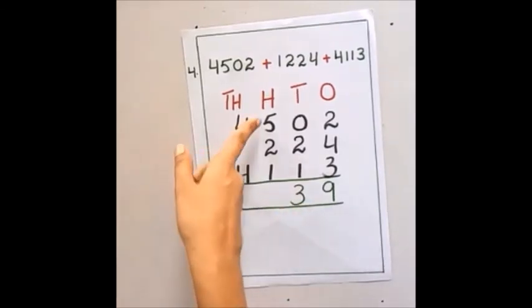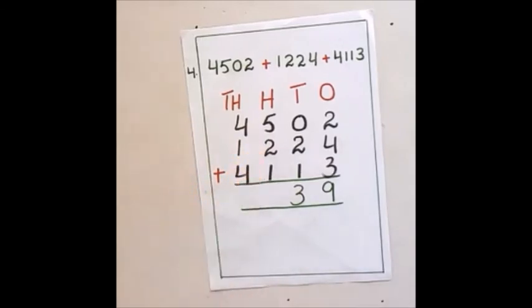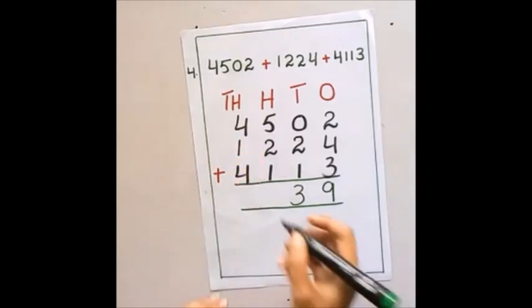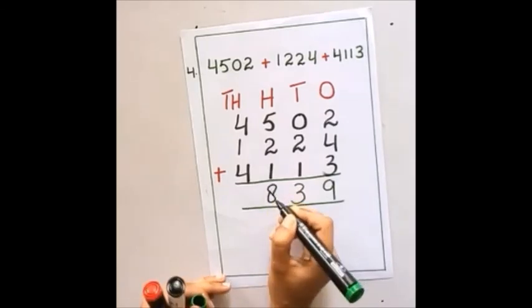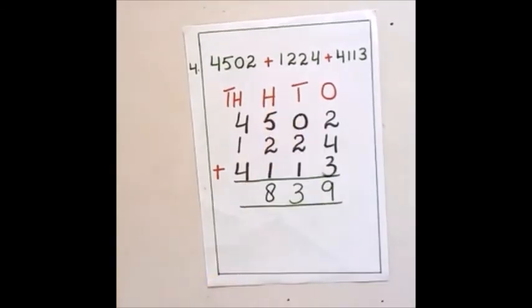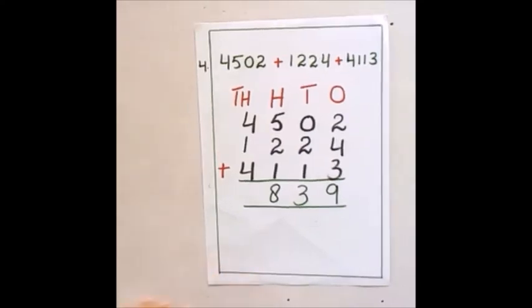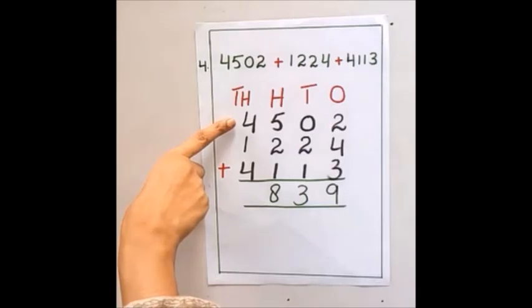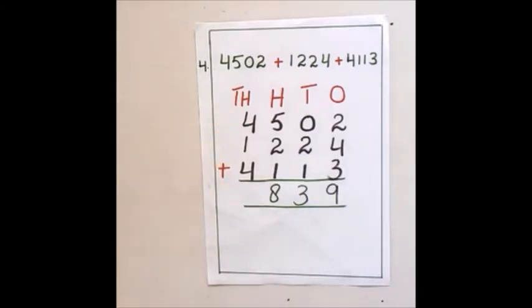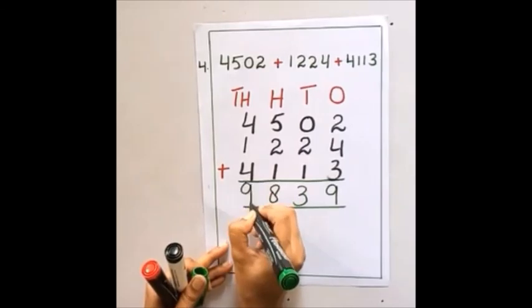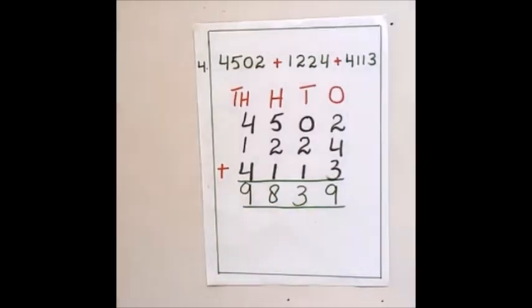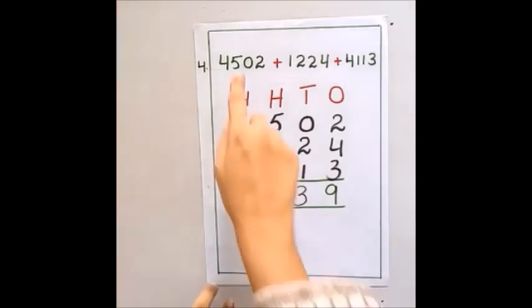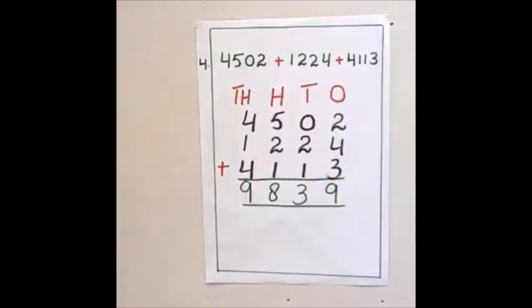So 5 plus 2 plus 1 is 8. So I will write 8 under the hundred place. Then in the thousand place the numbers are 4, 1 and 4. So 4 plus 1 plus 4 gives me 9. So I will write 9 under the thousand place. So the sum of these 3 numbers is 9839.